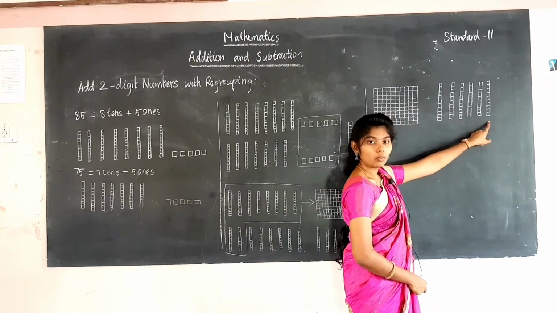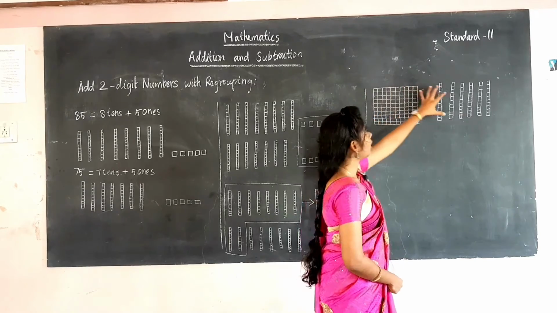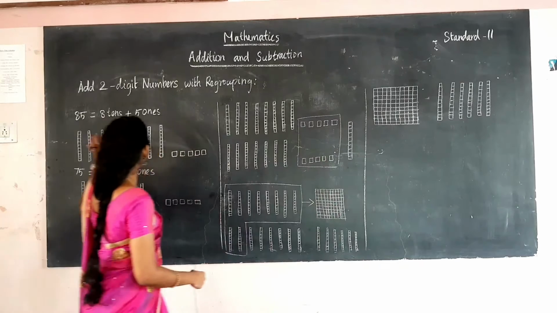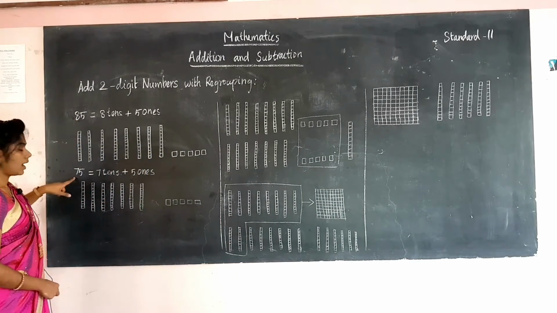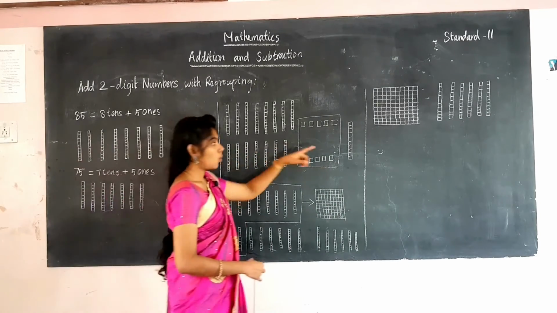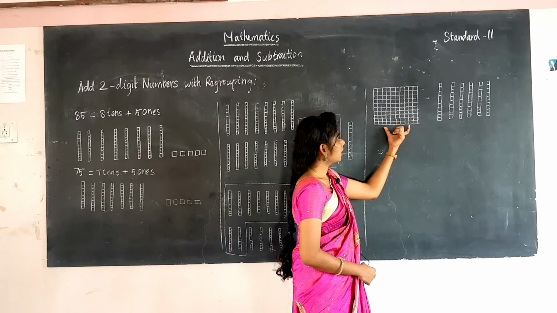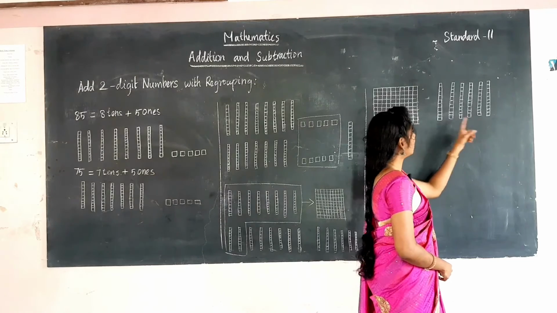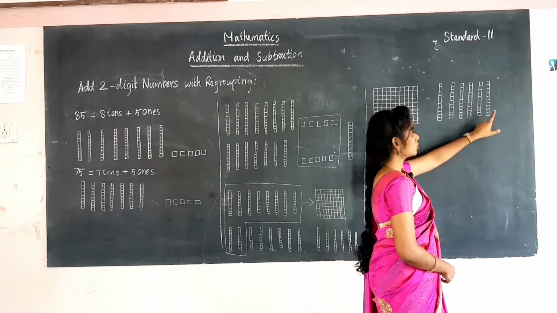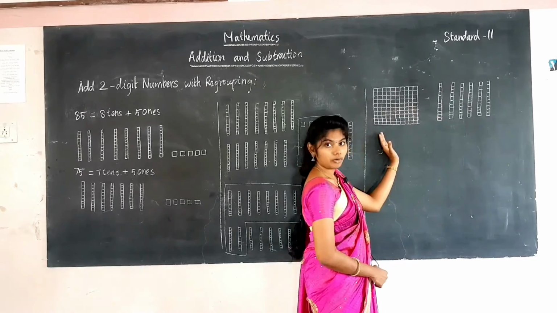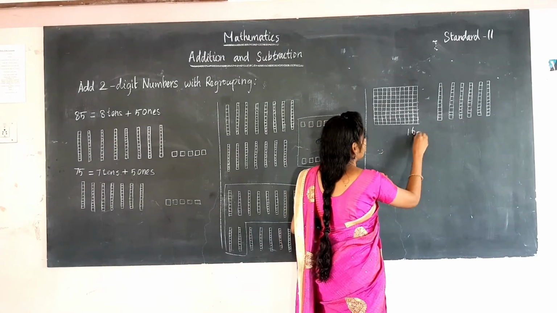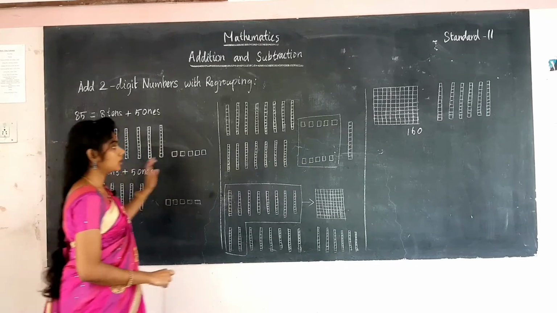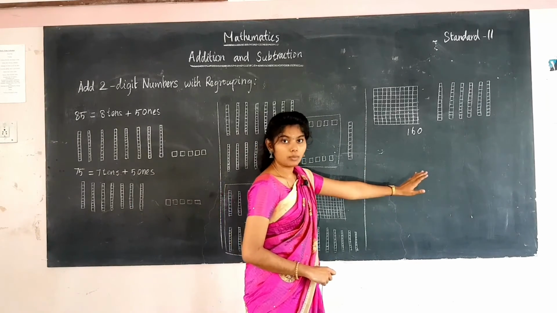So totally how many cubes will be there? 160. So the answer is 160 when we add 85 and 75. We get 160 because here 100 cubes and here 60 cubes. See, 1 rod means 10 in total. So totally 160. So we have found 85 plus 75 with the block representation, with the figure representation.